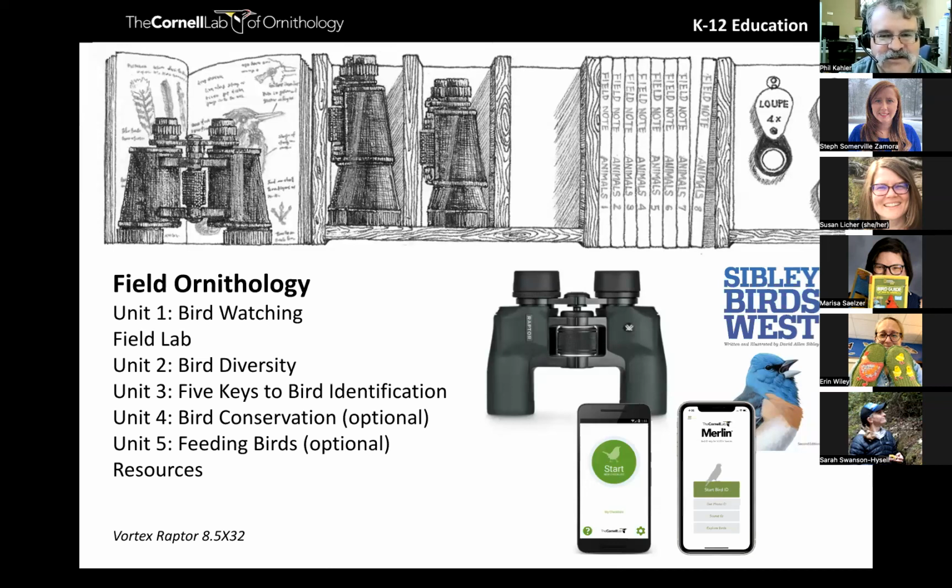So they just are more rugged and they hold up. So you definitely want to get waterproof binoculars. And then I was able to get 10 copies of Sibley's Birds West, the field guide.